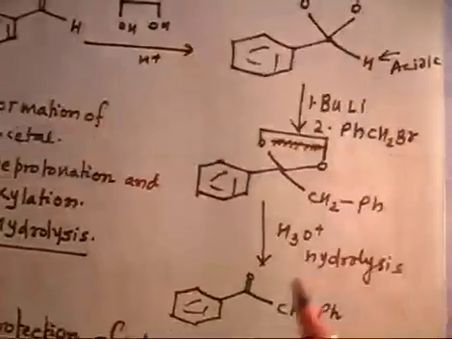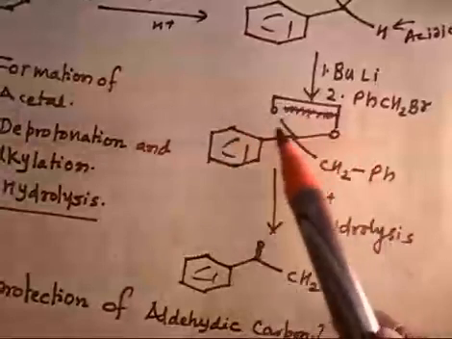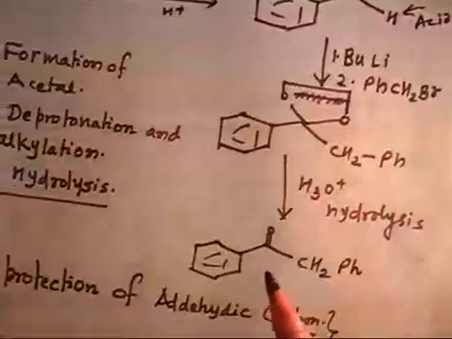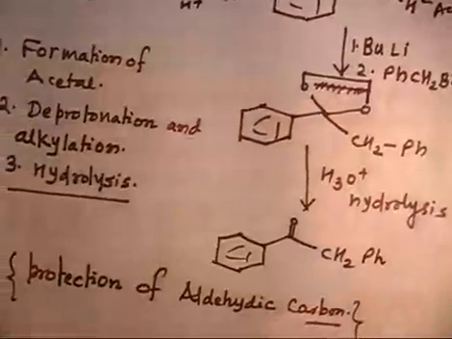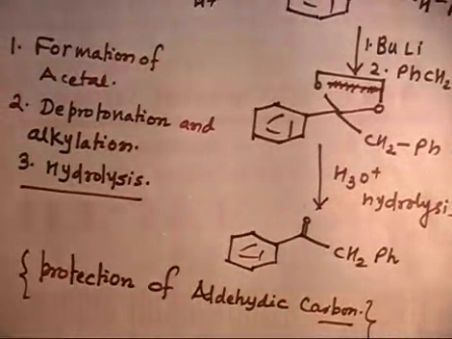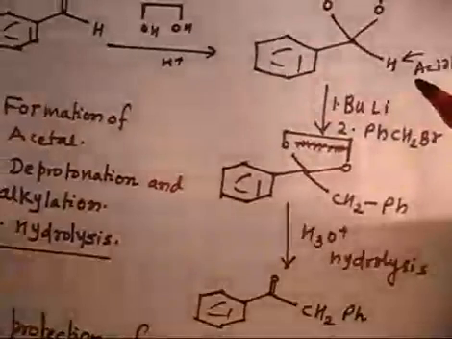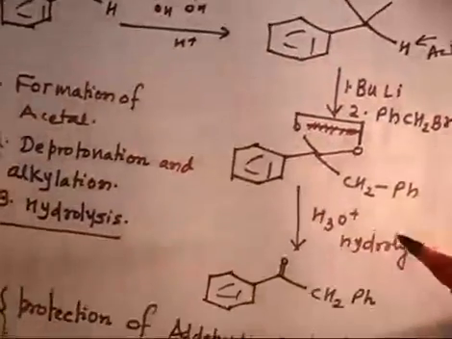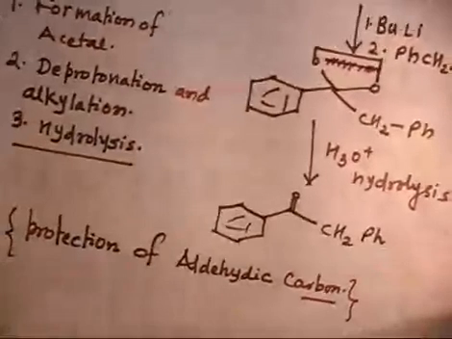Next, I can do hydrolysis of this compound. If I have the acetal and I do hydrolysis, I will get back the CO group. So what we have done in this question is, we have first formed an acetal, then deprotonation, then alkylation, and then hydrolysis. This is a deprotonation step and this is an alkylation step and then a hydrolysis step. So we have basically protected the aldehyde group.